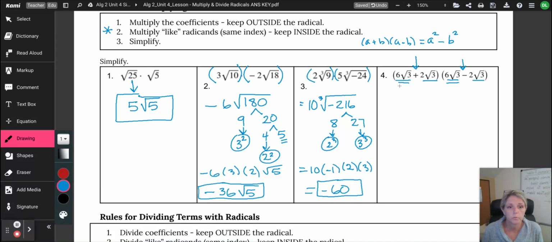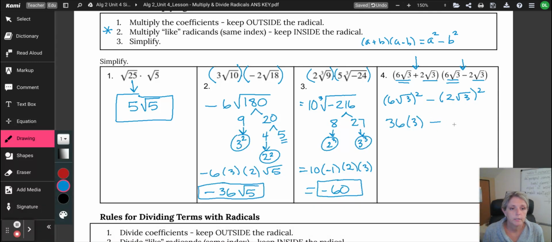Okay, so we can square this first term. So 6 square root of 3 squared minus, and then we square the second term, which is 2 square root of 3. And now we'll simplify. So 6 squared is 36, and then square root of 3 times the square root of 3 is going to be 3. Remember, the 2 for the square root index and the 2 exponent are going to cancel each other out.